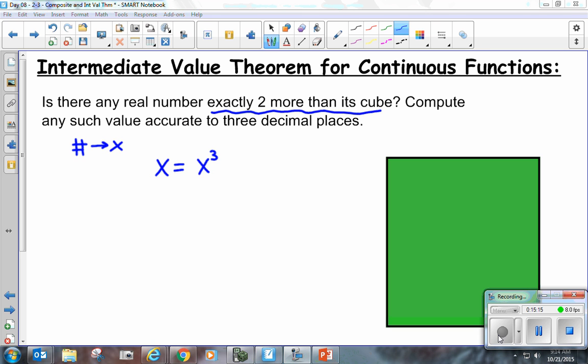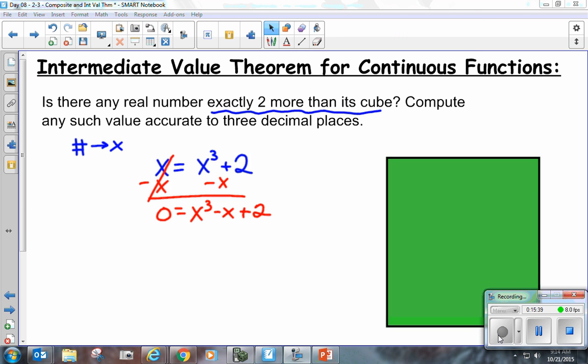So I'm going to cube it and add 2. Now we're going to do the same thing we did for the previous problem. I'm going to bring my x over, set it equal to 0, and I'm going to use my calculator to do the brunt of the work. Right? So I'm going to subtract x from both sides. 0 equals x cubed minus x plus 2. That's what I'm going to graph. That's what I'm going to check to see where it crosses the x-axis. And where it crosses the x-axis will give me my solution. It is the x-intercept, it is the 0, it is the root, it is the answer.